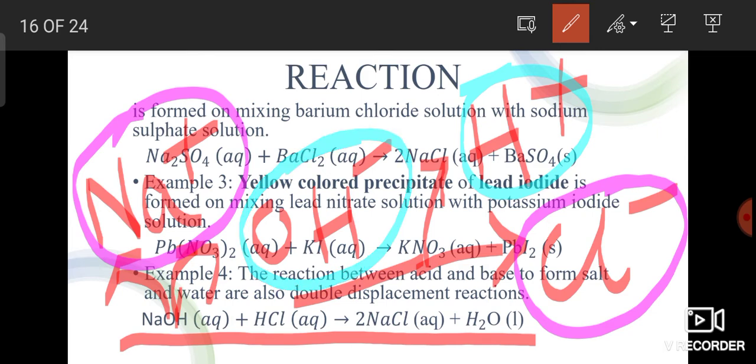So H+ and OH- will give you water, which is H2O, and Na+ and Cl- will combine to form sodium chloride salt. Okay. So I hope you understand this is how the formation of salt and water takes place.